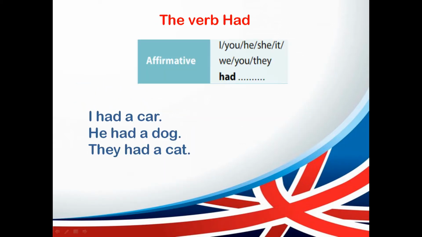The verb had is the past simple of the verb have. It is the same in all persons, in the singular and plural. We use had to show that something belonged to somebody in the past. For example, I had a car. He had a dog. They had a cat.